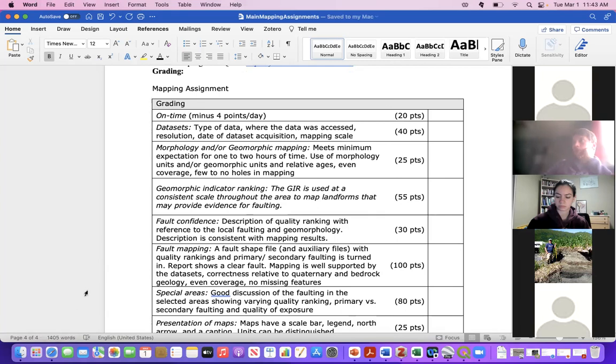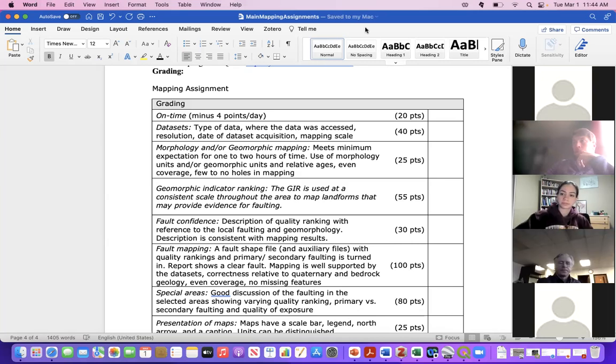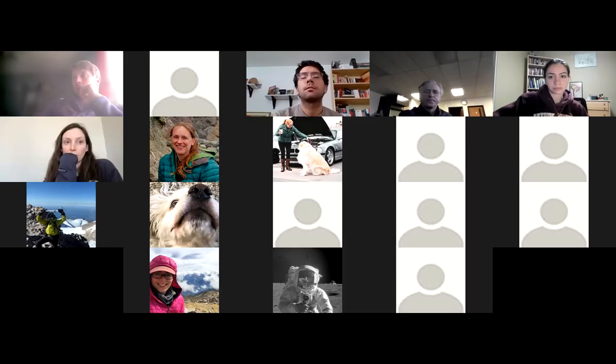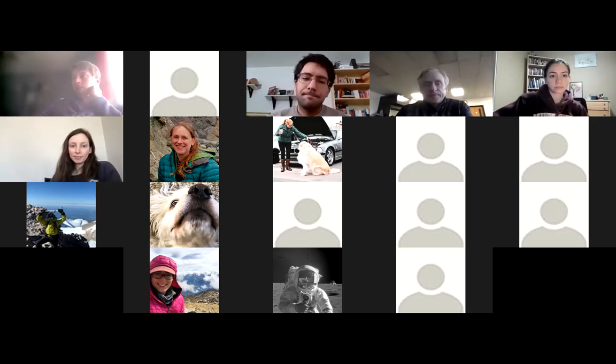So we're actually very close to the end of time. So at the beginning of next class, I will show you again how to get data from Open Topography, and then how to save high quality pre-rupture imagery from Google Earth. Are there any questions? We're good on this side.